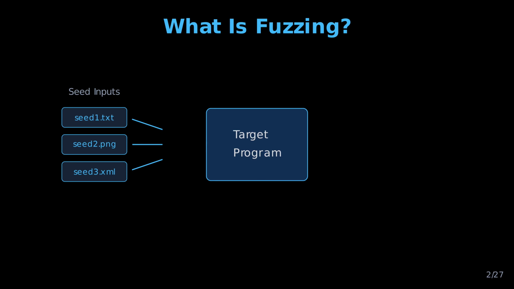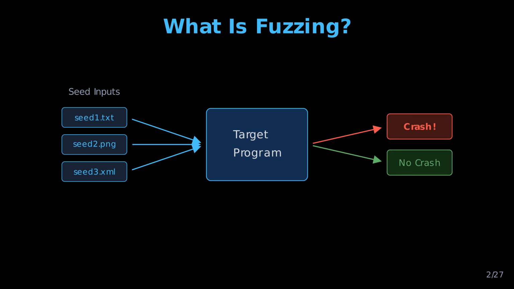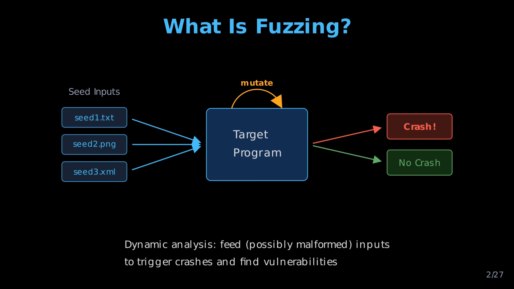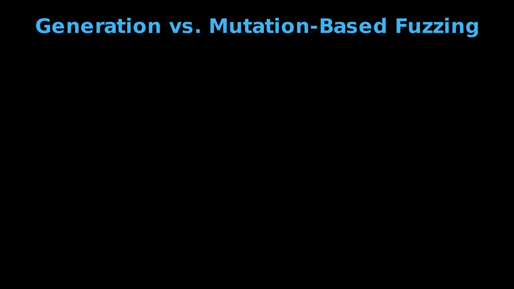Fuzzing is a dynamic analysis technique where we feed a target program a large number of inputs, many of which are intentionally malformed, and observe whether the program crashes. If it does, we've likely found a bug or a vulnerability. If it doesn't crash, we move on and try the next input. The beauty of fuzzing is that it's very simple. You don't need a formal specification of what the program should be. You just throw inputs at it and see what breaks. The approach has been incredibly successful, so tools like AFL and LibFuzzer have found thousands of bugs in widely used software.